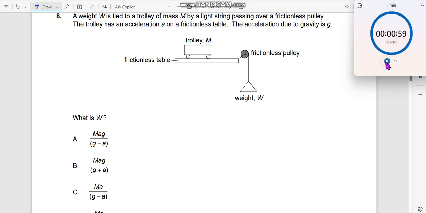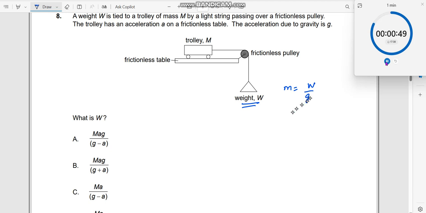Question number 8. A weight W is tied to a trolley of mass M. This is mass M, this is the weight W. The moment you say weight W, what does it mean? The mass is nothing but W divided by g, because we know mg is equal to W. So let us be careful about it, because there is no mass given here, so we are writing it like this.